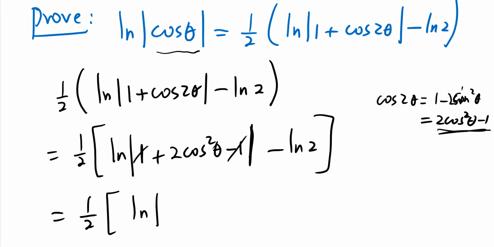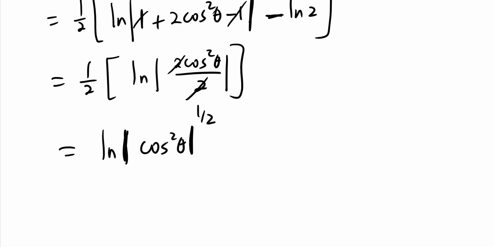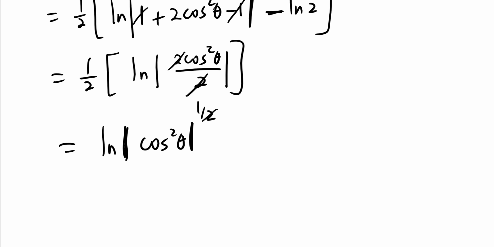Natural log of a subtraction. I want to get these 2 natural logs into 1 natural log. Subtraction tells us to do division. So I'm going to divide that out. The 2's cancel each other, and we keep cosine squared the same. The 1/2 up here comes in, and the 2 cancels the 2. So that gives us natural log of the absolute value of cosine theta. And that's what I was required to prove.